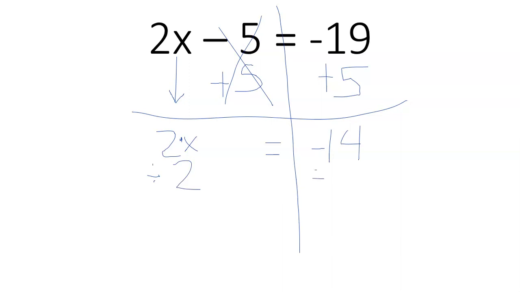Now you notice you can write the divide sign however makes you happy. The last one I drew it as a line. This one I drew it as a line with 2 dots. Whatever makes you happy, write the divide sign that way.